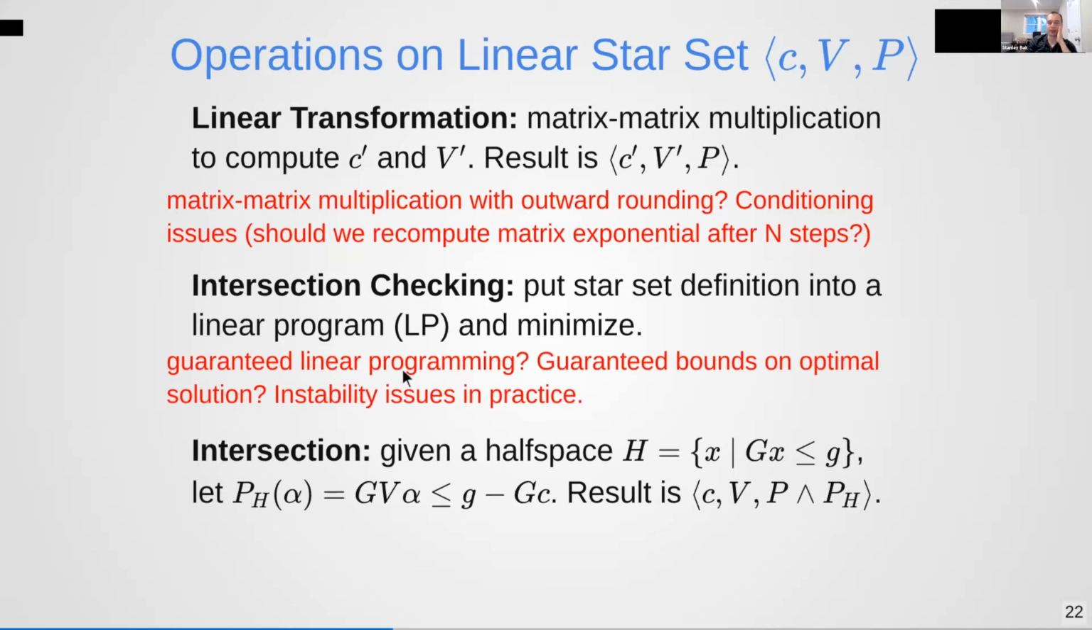Yeah, linear programming. It works efficiently, right? But the accuracy of a linear programming tool is usually like 10 to the minus 7 or something like that. It's not even floating point accuracy. It's a lot less. It's not symbolic accuracy. And there are instability issues with linear programming in practice.